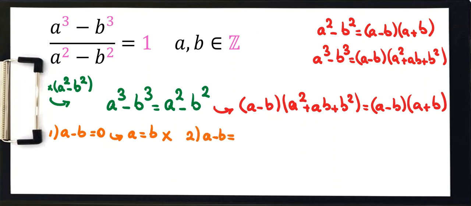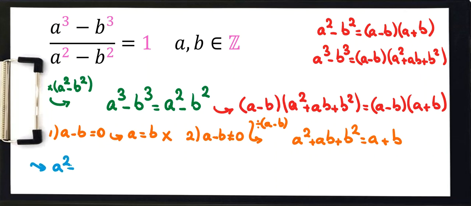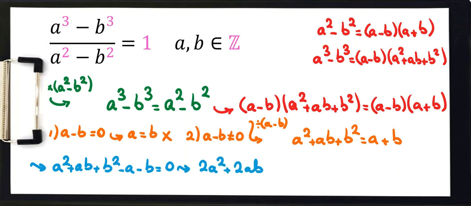In the second case, a minus b is not 0. Now we can divide this equation by a minus b. Left hand side will be a squared plus ab plus b squared. Right hand side is a plus b. Now let's see what we can do. If we take everything to the left hand side, then we have a squared plus ab plus b squared minus a minus b equal to 0. Then we multiply by 2, it will be 2a squared plus 2ab plus 2b squared minus 2a minus 2b equal to 0. Now, maybe you ask why we multiplied by 2.